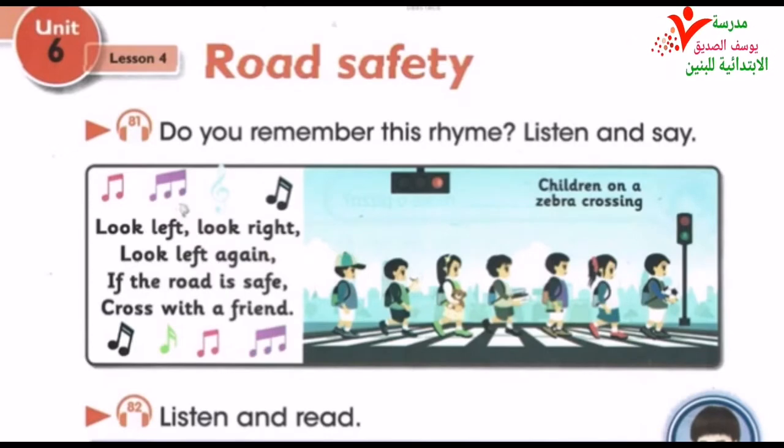Today we have English for Iraq for 6th grade students, Unit 6, Lesson 4, Road Safety. Road safety. What does road safety mean? Road safety means how we stay safe on the road, when we drive a car or want to cross the street, okay, and so on. Let's get started. First we have a truck.